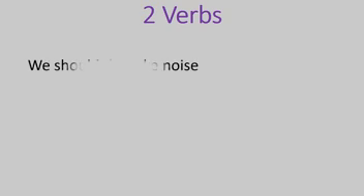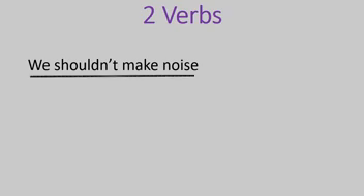Let us have a look at some other examples. We shouldn't make noise. Now what do we see in this statement? That this particular one is negative, because we have the negative word not in this statement. We shouldn't. Shouldn't is the short form of should not, right? So this statement is a negative one and the two verbs are shouldn't and make. Okay, so these are your two verbs in the sentence.